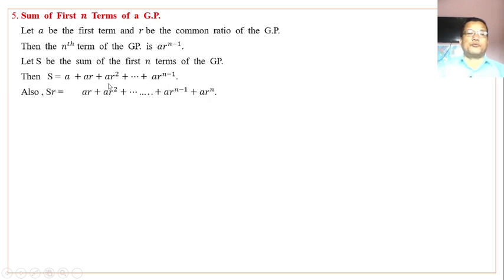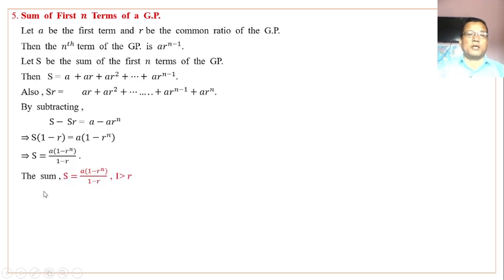Multiplying both sides by r, we get S r. Then subtracting S r from S, we get the first term minus the last term. Solving for S, the sum is S equal to this when r is less than 1, or S equal to this when r is greater than 1.